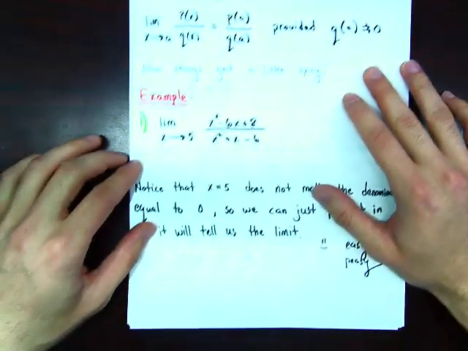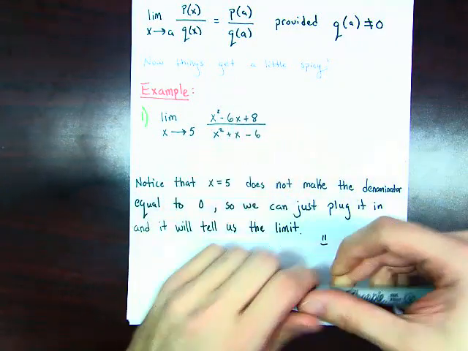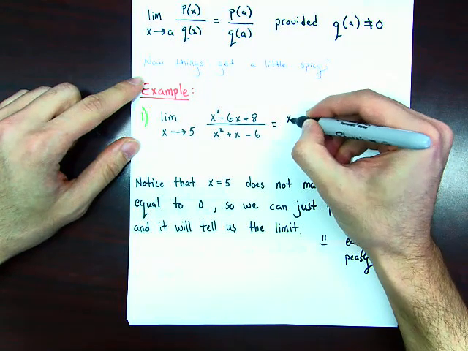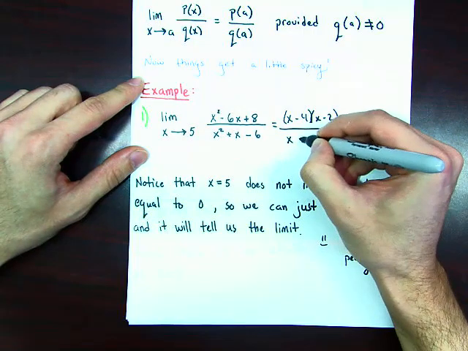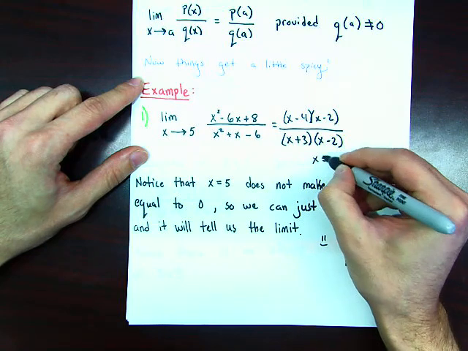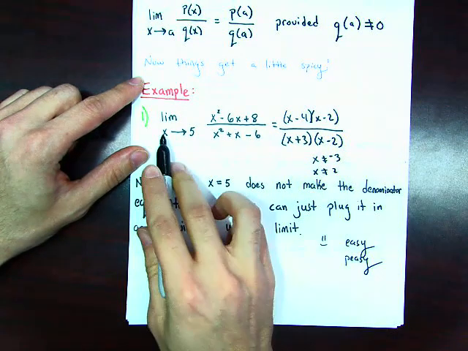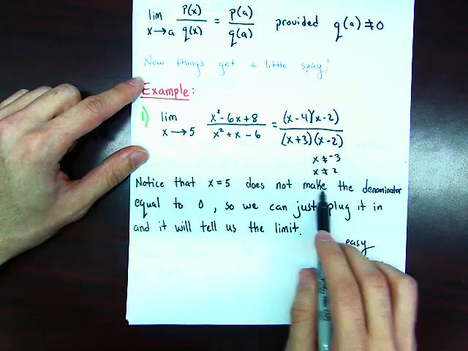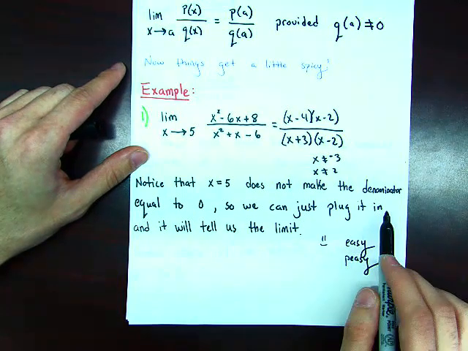But let's do this. Here, notice that this rational function we've seen a lot. So for this one, notice how does the top factor? It's x minus 4, x minus 2, and what's on the bottom? It's just x plus 3, x minus 2, right? And here, x cannot be -3 and x cannot be 2. So notice that if I'm trying to find the limit as x approaches 5, x equals 5 does not make the denominator equal to 0. So all we need to do is just plug it in.